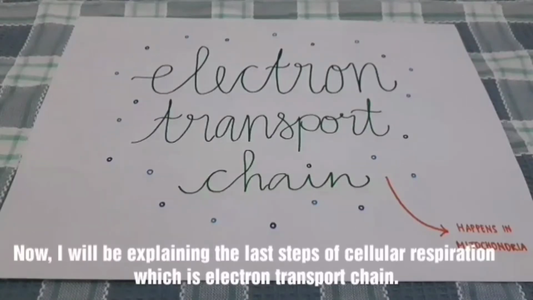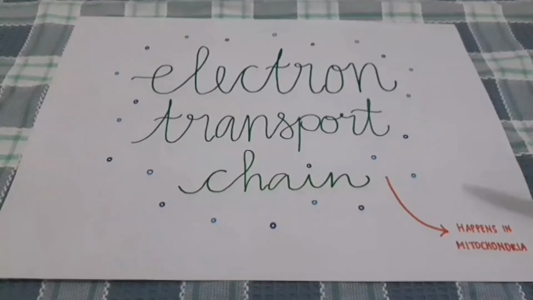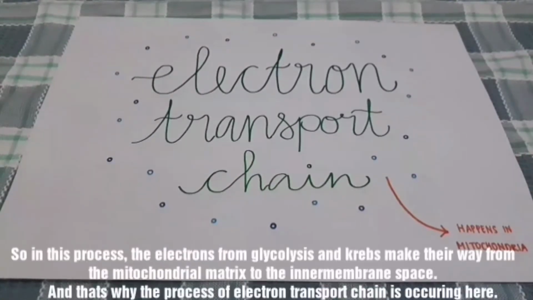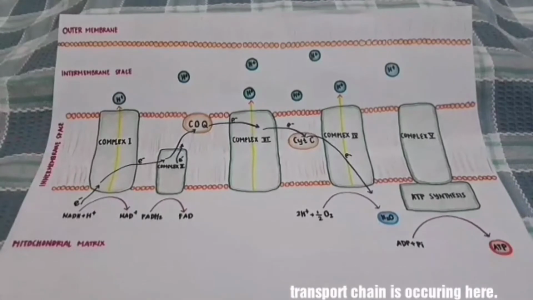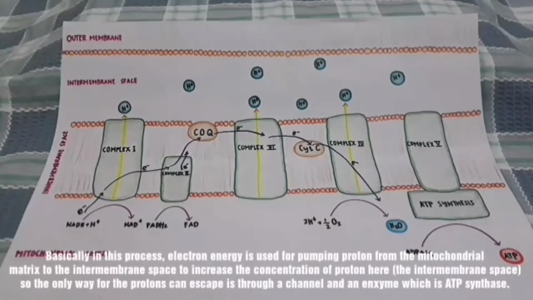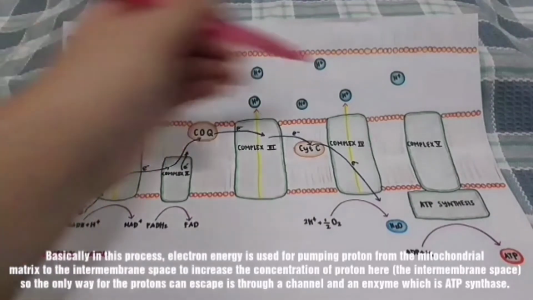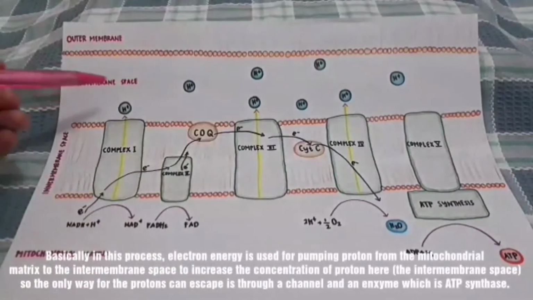Now, I will be explaining the last step of cellular respiration, which is the electron transport chain. This process happens in the mitochondria. In this process, the electrons from glycolysis and Krebs make their way from the mitochondrial matrix to the inner membrane space. That's why the electron transport chain occurs here. Basically, electron energy is used for pumping protons from the mitochondrial matrix to the intermembrane space to increase the concentration of protons there.